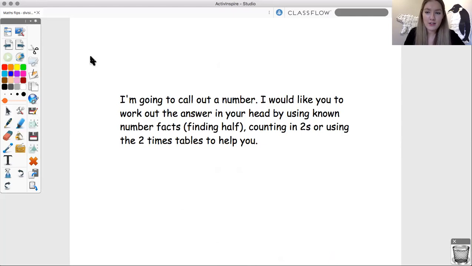Next, I am going to call out a number. I would like you to work out the answer in your head by using known number facts. So finding half, counting in twos, or using the 2 times tables to help you. So try to just use strategies in your head, or maybe using your fingers if you think that will help you. Okay, so I'm going to call out a number, see if you can work it out.